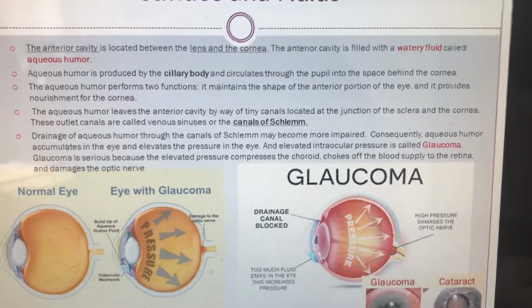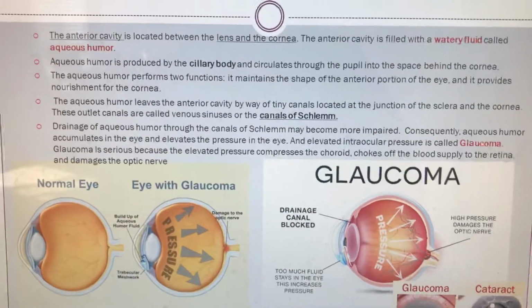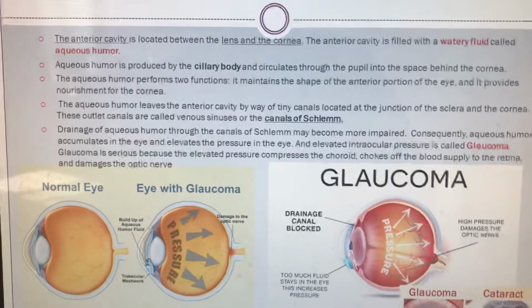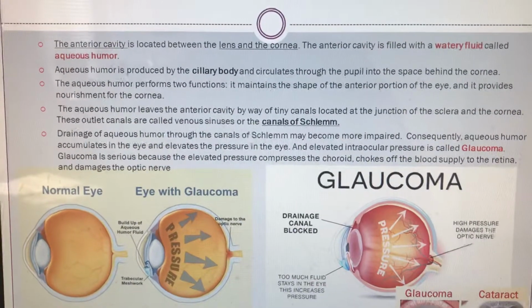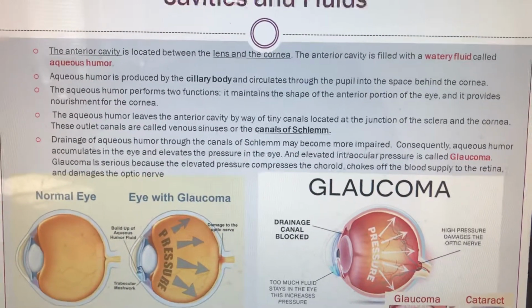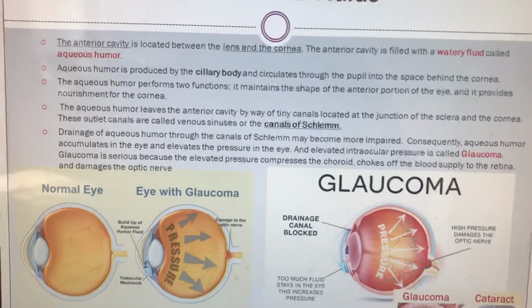It maintains the shape of the anterior portion of the eye, and it provides nourishment for the cornea. The aqueous humor leaves the anterior cavity by way of tiny canals located at the junction of the sclera and the cornea. These outlet canals are called venous sinuses, or the canals of Schlemm.